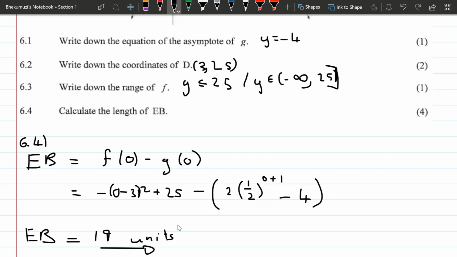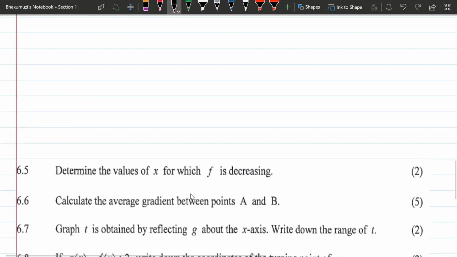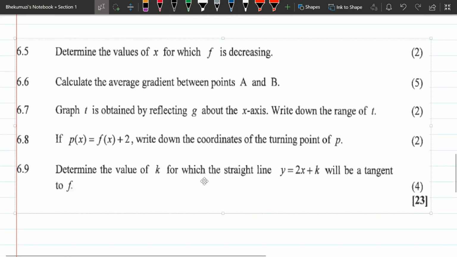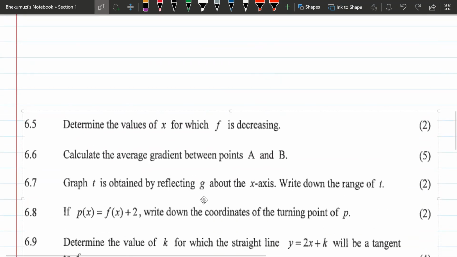Okay, and now we move on to the next question, which is 6.5. So let me actually move this closer up. Let's move this back up.